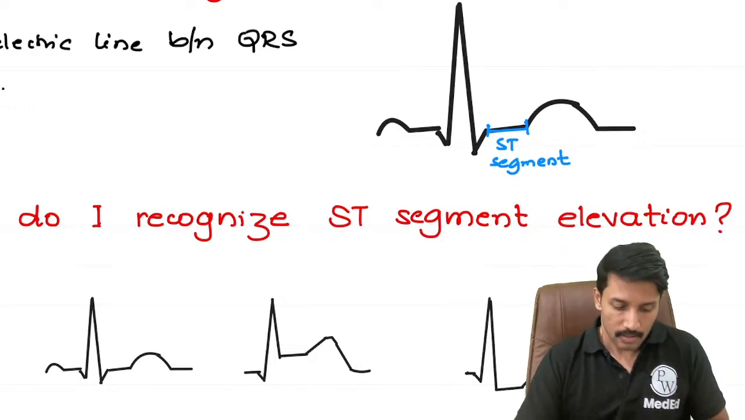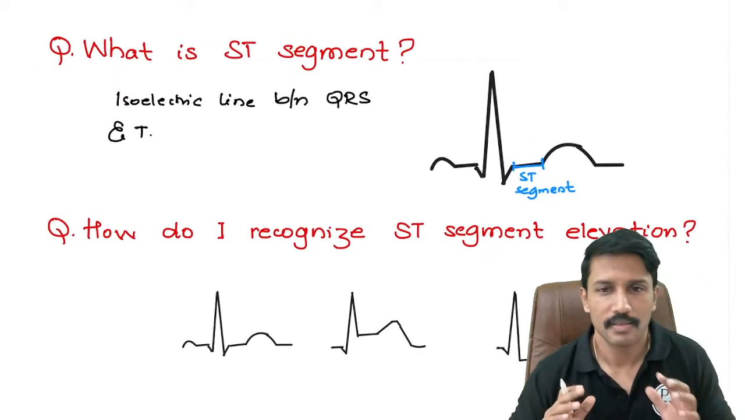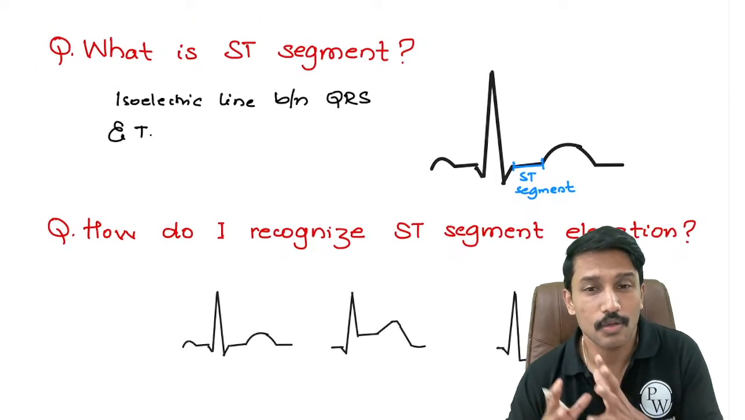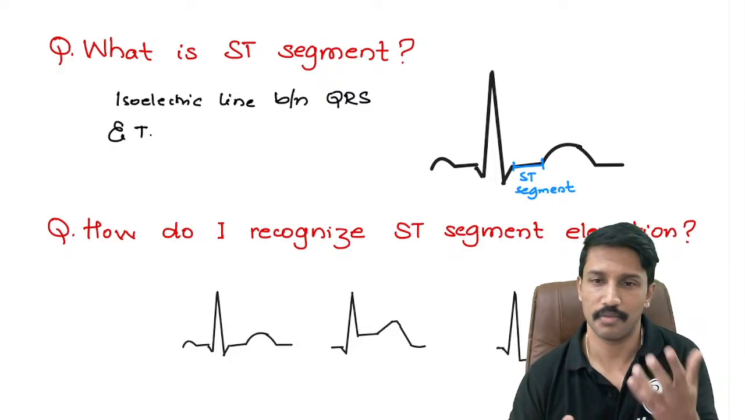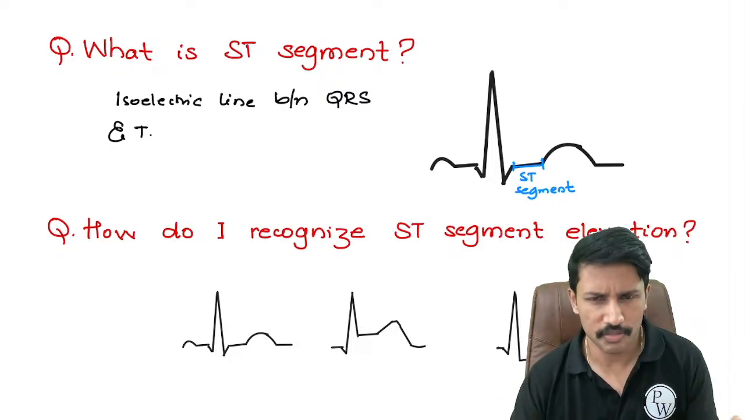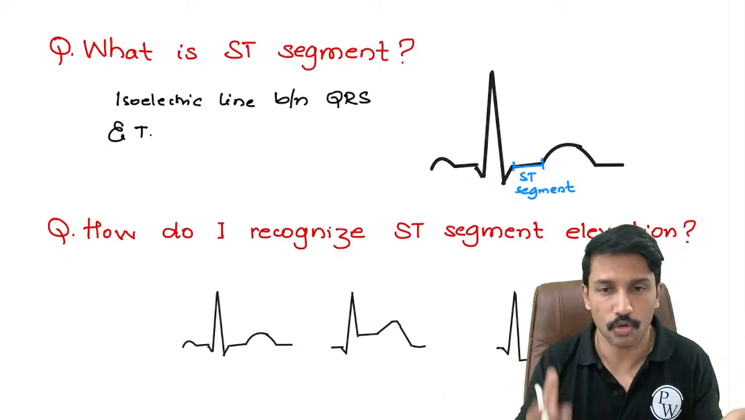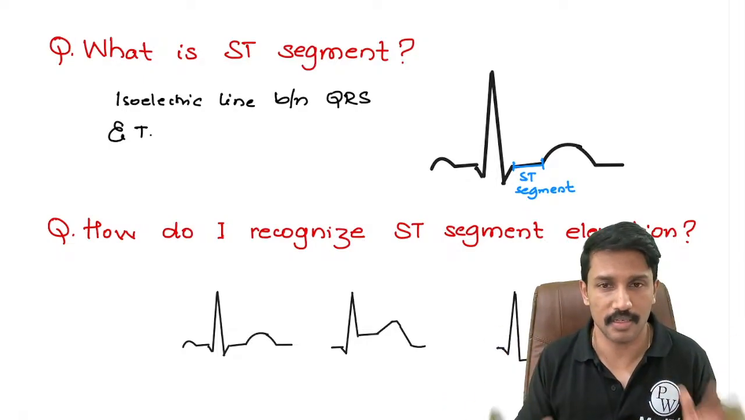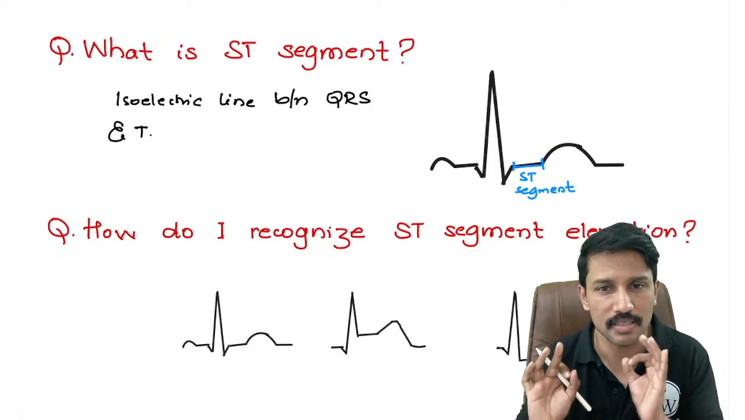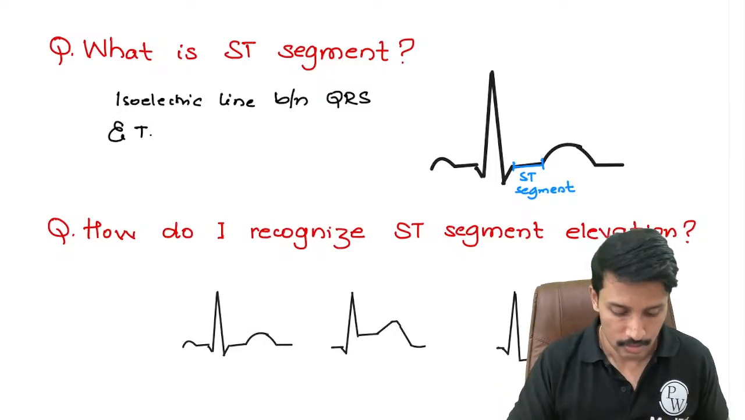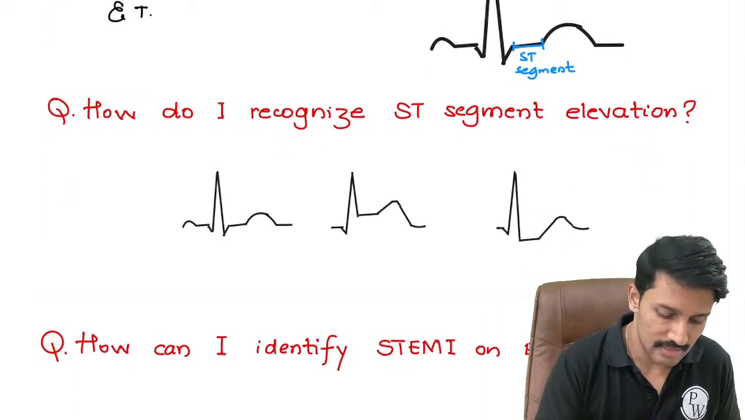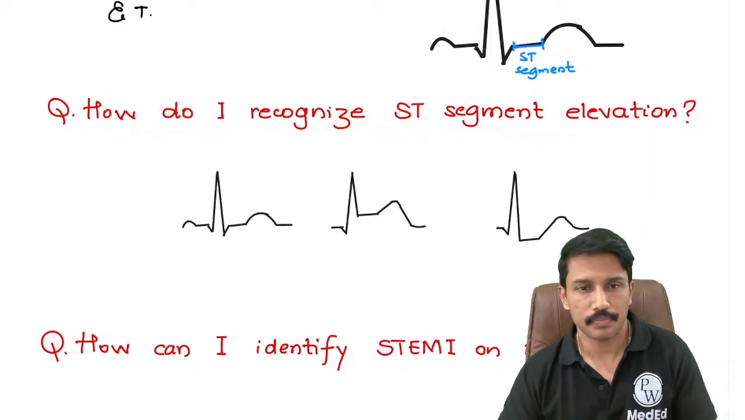Okay. Now the first question. The one thing that one is not expected to miss on the ECG is ST elevation MI, right? That's our biggest fear as a doctor. I do not want to miss an ST elevation MI, whether I become a surgeon, orthopedician, obstetrician, or any other specialty. I should be able to recognize STEMI on the ECG, right? So, how do I recognize ST segment elevation?